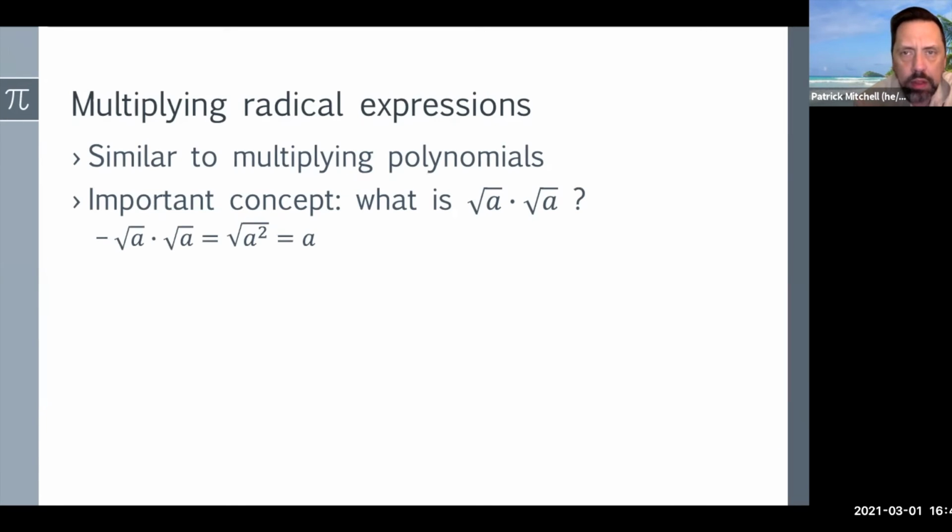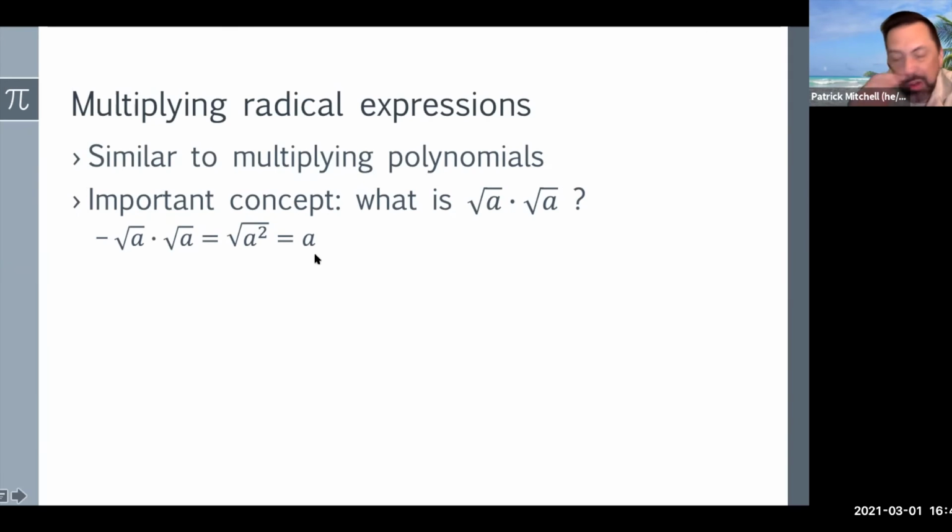I decided to go with this one, and again, remember that is not a negative sign there. By the product rule for radicals, which we talked about in the last section, the square root of a times the square root of a is equal to the square root of a squared, because a times a is a squared. And as long as a is not negative, which we can assume because otherwise these would not be real numbers, the square root of a squared is just a.